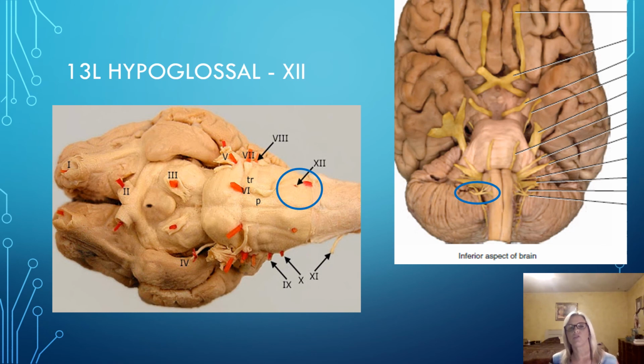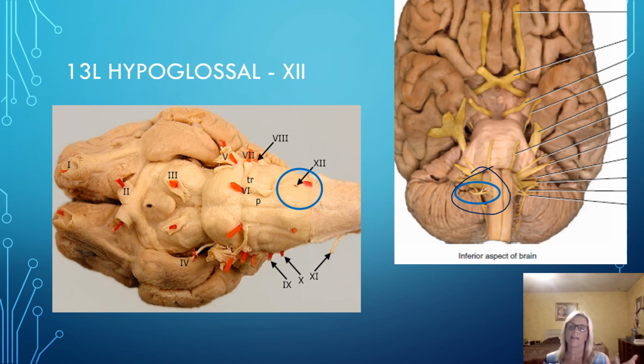Lastly, we have cranial nerve number 12, which is hypoglossal, hypo meaning below, and gloss refers to the tongue. So this supplies motor muscles of the tongue. You can see in this picture here on the left, it's kind of got 3 little branches attaching, and it comes out as one. So that one kind of stands out to me as well.